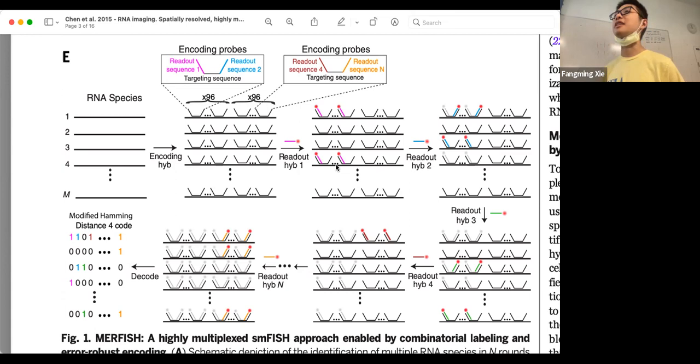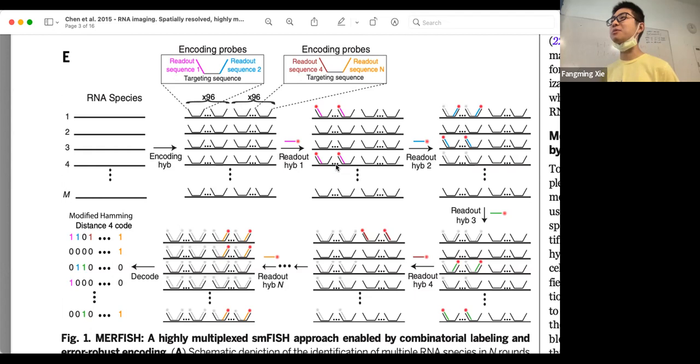Go ahead. So my question is, with more rounds of hybridization, does that increase the error rate for later bits? Good question. So you were asking, are the first few bits equivalent to the last few bits in quality? Good question. I don't have an immediate answer to it. I think it does degrade a bit, but not so much that it stops them from doing it.